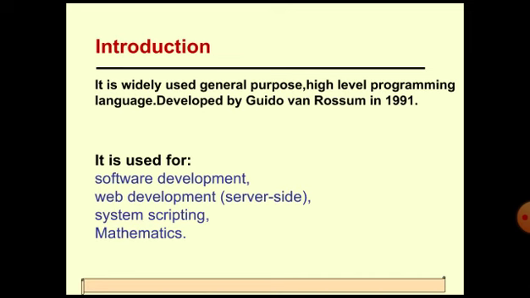It is basically used for software development, and in today's scenario it is mostly used for artificial intelligence and machine learning. This is one major area in which it is being used today. It is also used for web development on the server side and for system scripting also.